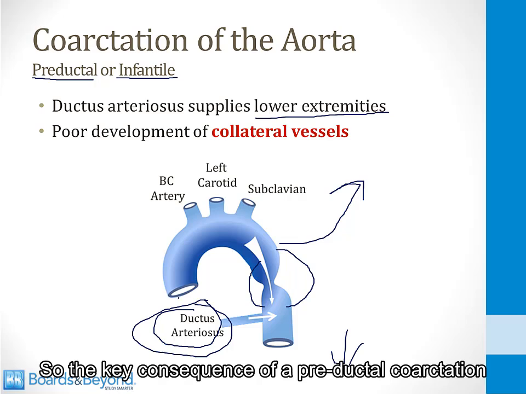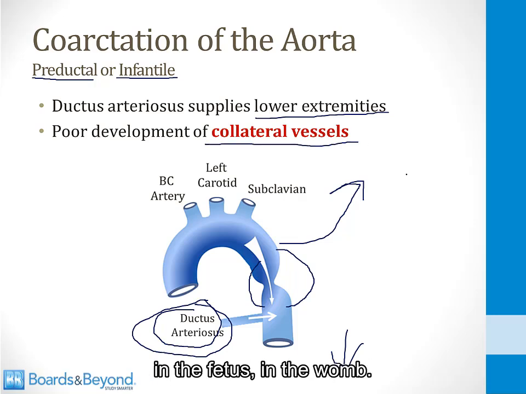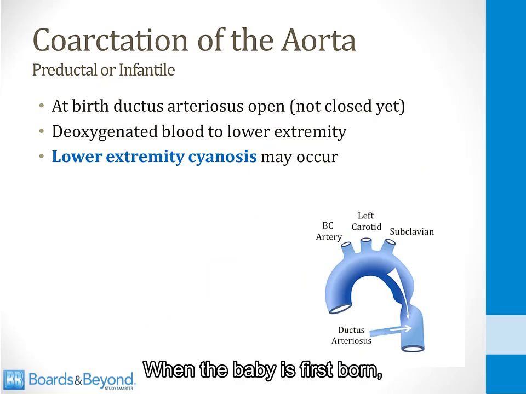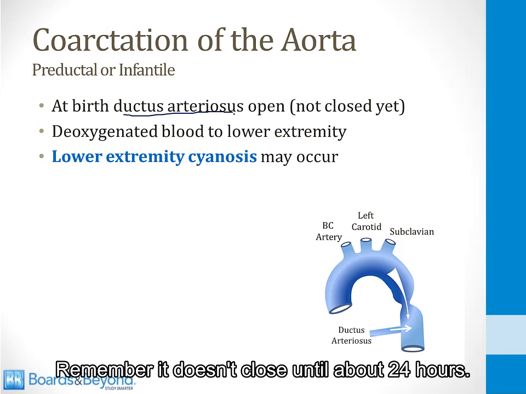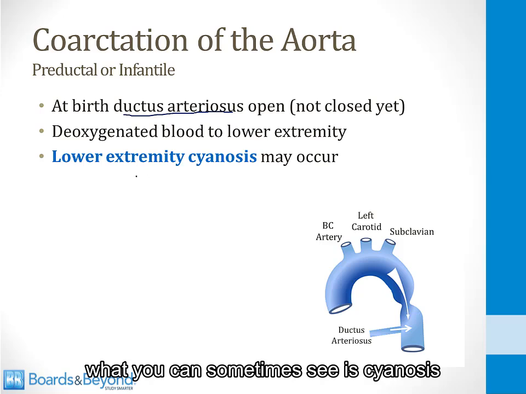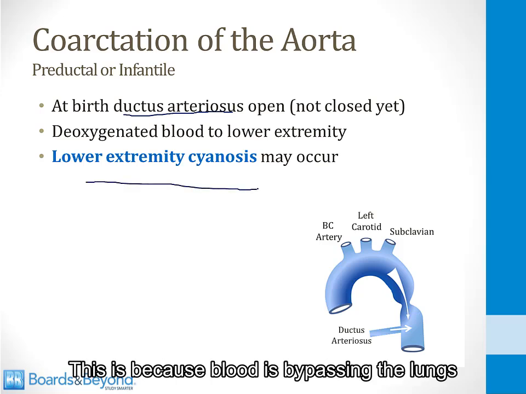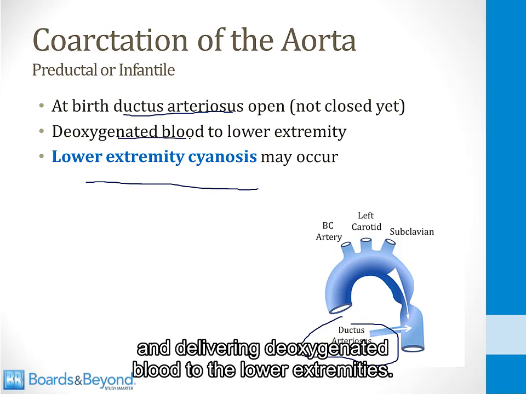So the key consequence of a preductal coarctation is that there is poor development of collateral vessels in the fetus in the womb. When the baby is first born, the ductus arteriosus will still be open. Remember, it doesn't close until about 24 hours. So initially when the baby is born, what you can sometimes see is cyanosis in the lower extremities. This is because blood is bypassing the lungs via the ductus arteriosus and going to the lower extremities and delivering deoxygenated blood to the lower extremities.